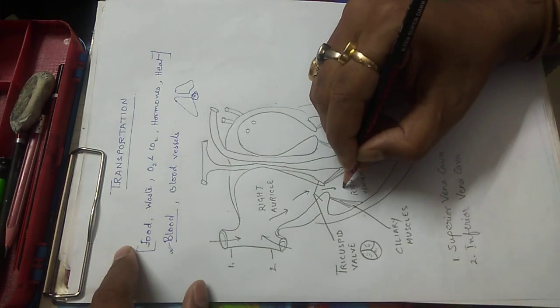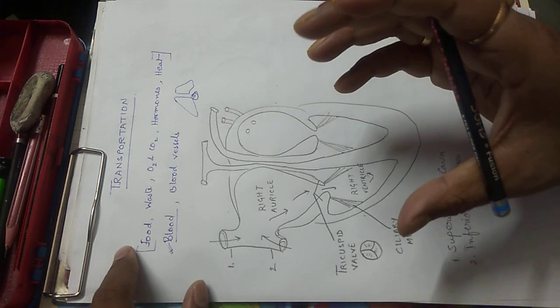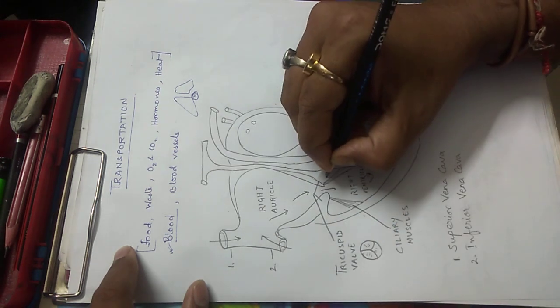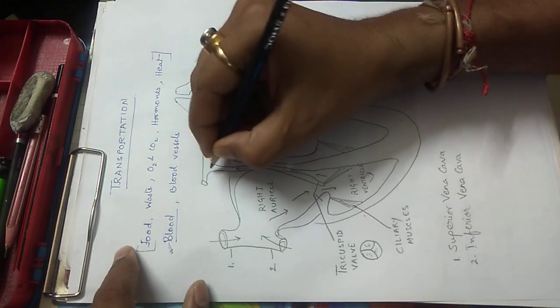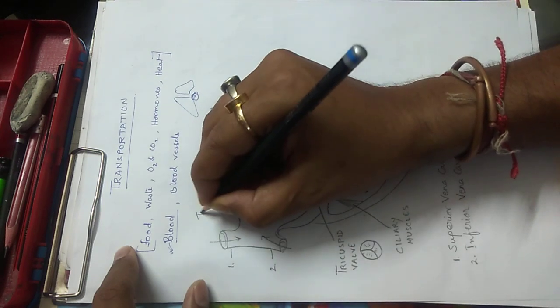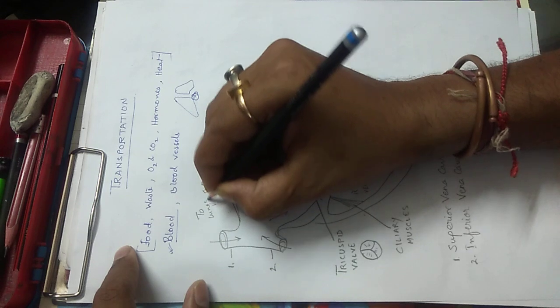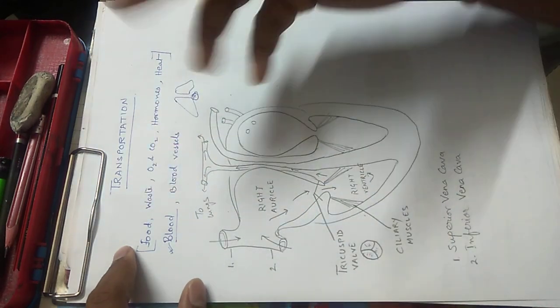So the only path left when the right ventricle constricts for the blood to go is through this tube, and through this tube the deoxygenated blood is going where? It is going to the lungs for the purpose of oxygenation. One will carry it to the right lung, one will carry it to the left lung.